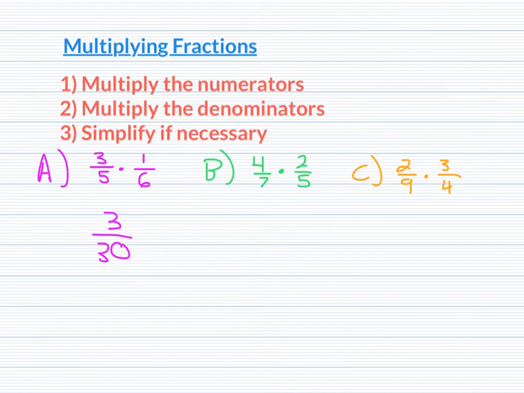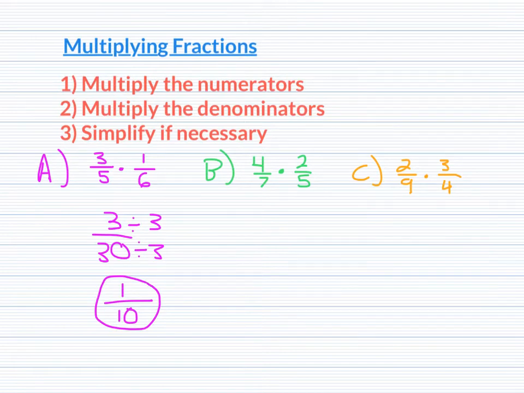And looking here, I do see a common factor. I know that 3 and 30 can both be divided by 3. So we'll divide by 3. We'll divide by 3 here. And that will give us 1. And 30 divided by 3 is 10. So 3/5 times 1/6 actually gives us 1/10.